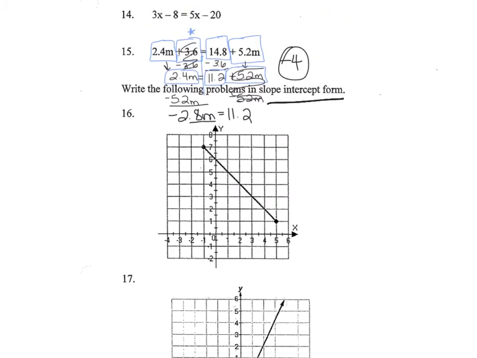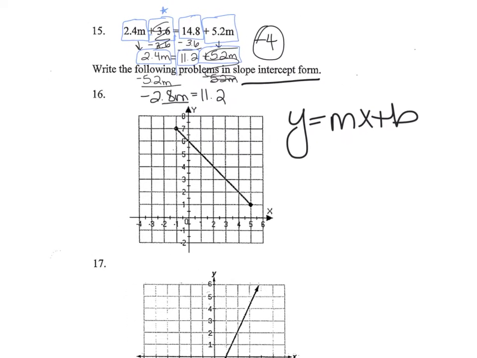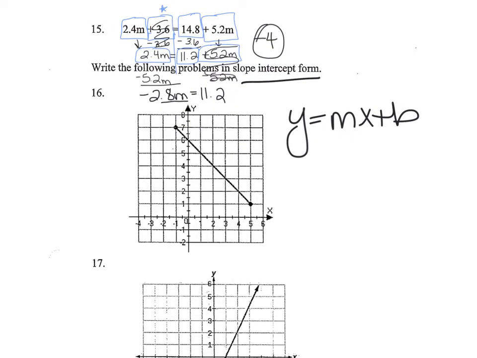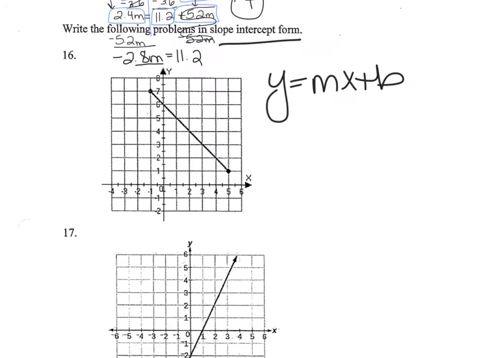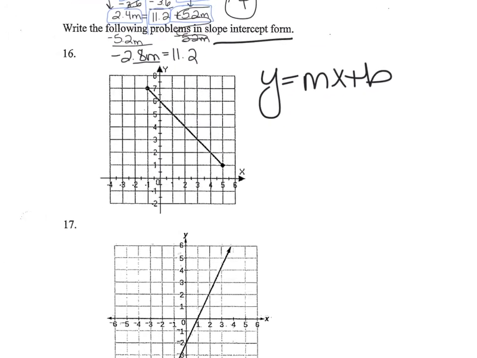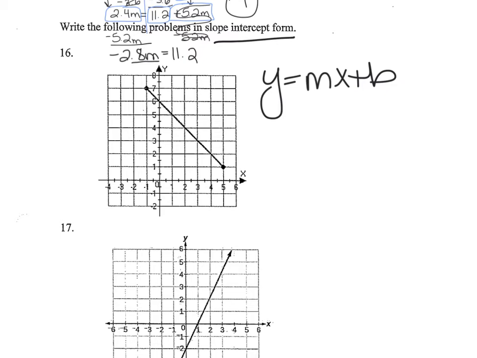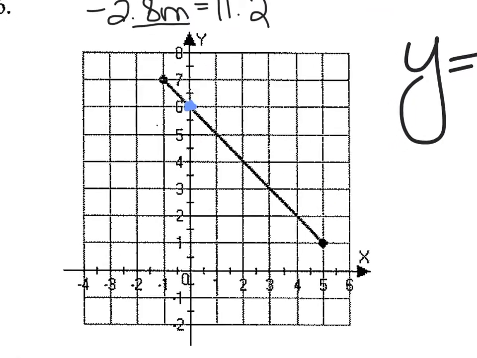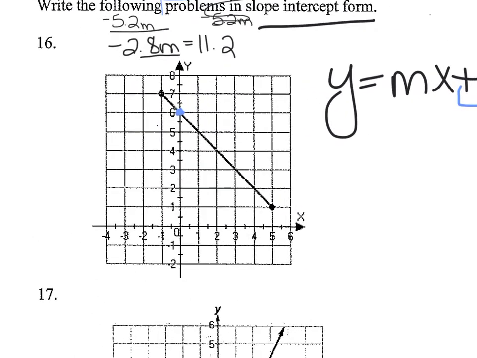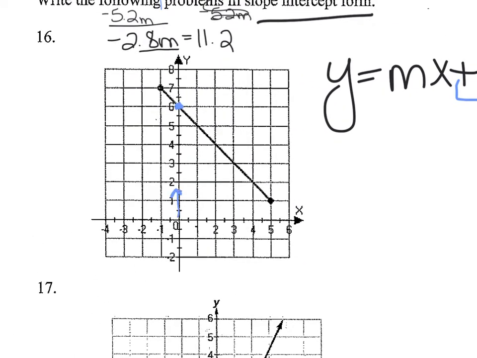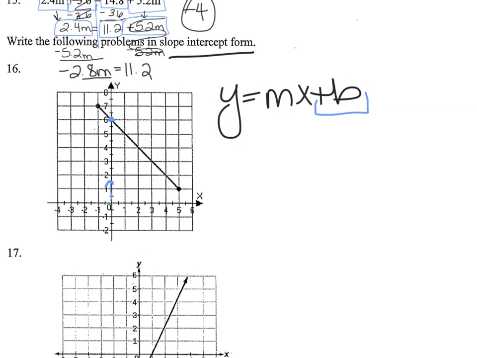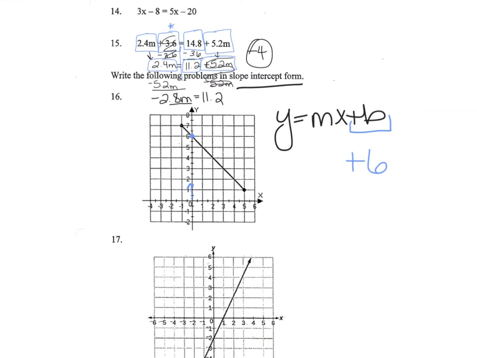16 and 17, slope intercept form. Y equals mx plus b. When we're finding the slope intercept form, y equals mx plus b, I would find b first because it's the y-intercept. It's kind of the easier thing to spot. And it's just where your line crosses the y-axis. So on this one, it's going to be 6, and it's a positive 6 since we're counting up from the origin, from 0. So the plus b is going to be plus 6.